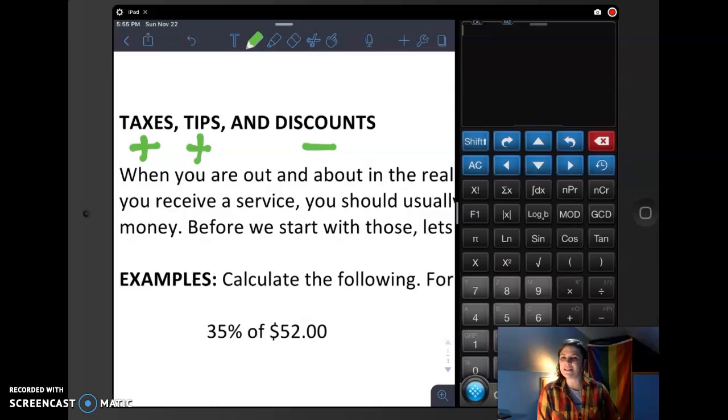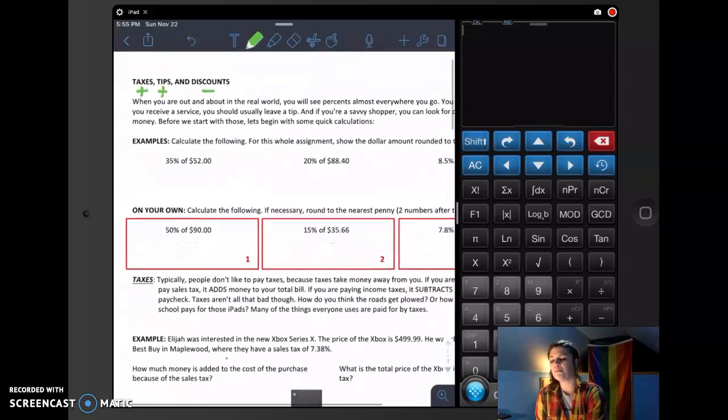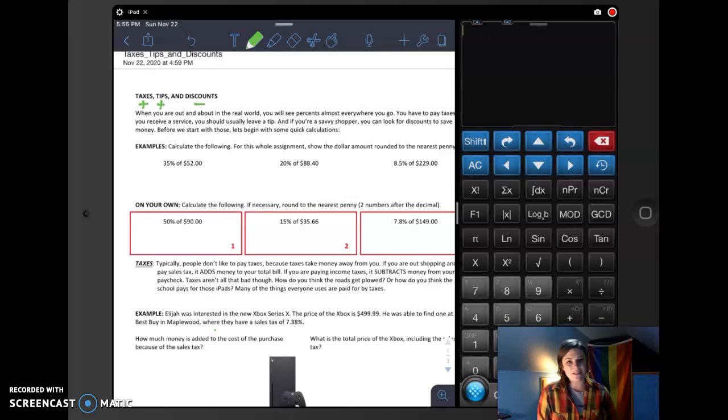All right, let's see some examples. We're going to start off pretty simple, and we're just going to calculate a percent. We're not going to calculate whether it's a tip, a tax, or a discount. We're just going to find the percent to start off. So hopefully it'll just be a little reminder from last week.